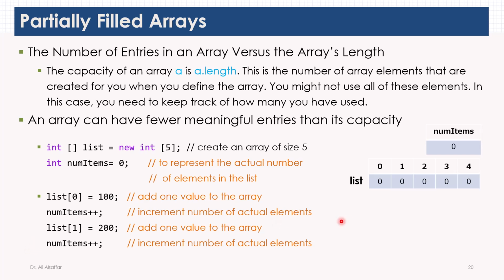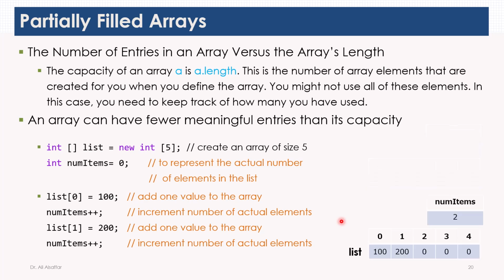So how will the array and num items look? The number of items will be 2 because we have added 2 elements, and we added the elements in index 0 and index 1. Since num items is 2, that means we should care about the elements from 0 up to 1. Whatever we have after that, it doesn't matter. Maybe zeros, maybe other than zeros, because all that num items is telling us is that we are using the first 2 elements in the array.